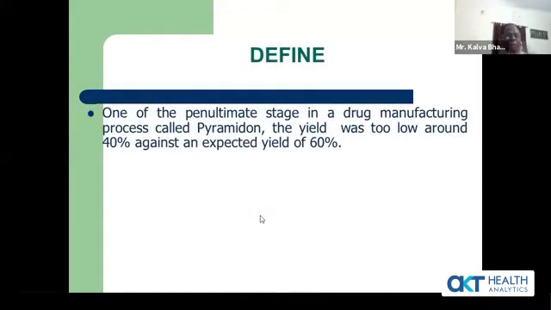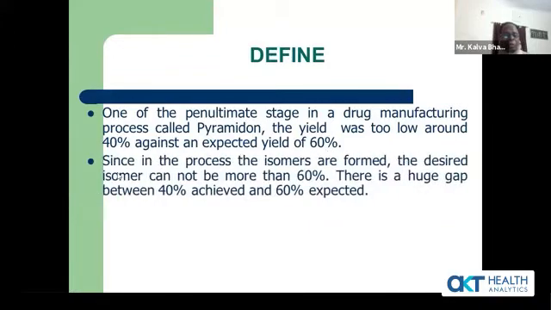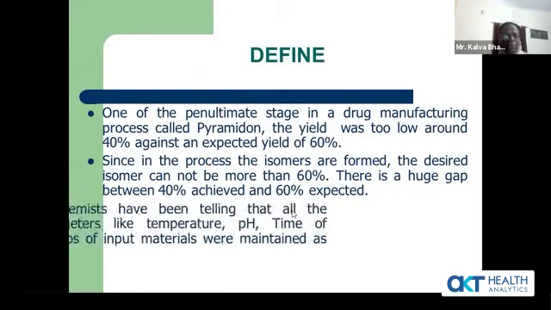Define. In one of the penultimate stages in a drug manufacturing process, called pyramidal, the yield was too low, around 40% against an expected yield of 60%. Since isomers are formed in the process, the desired isomer cannot be more than 60%. There is a huge gap between the 40% achieved and 60% expected.